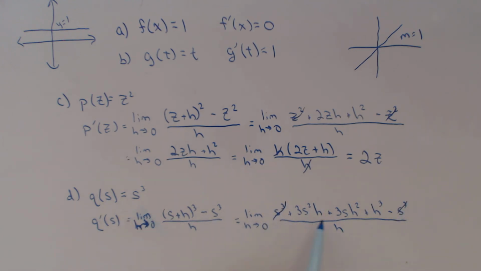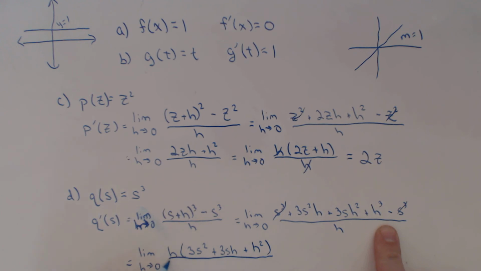The s cubes once again cancel. Every term left has an h in it. So like I did before, I'm going to factor out the h. Limit as h goes to 0 of h times 3s squared, so that's that term, and h factored out of here is plus 3sh plus h squared all over h. Again, we get those h's to cancel. I can do direct substitution. 0 for h, that's going to make that 0, that's going to make that 0, and I get left with a derivative of 3s squared.